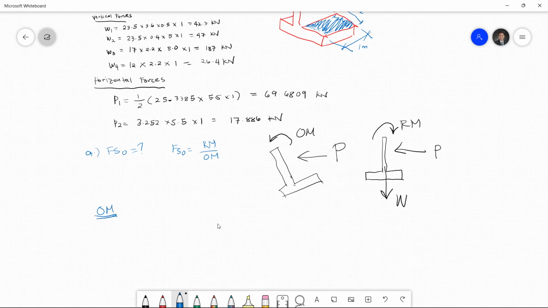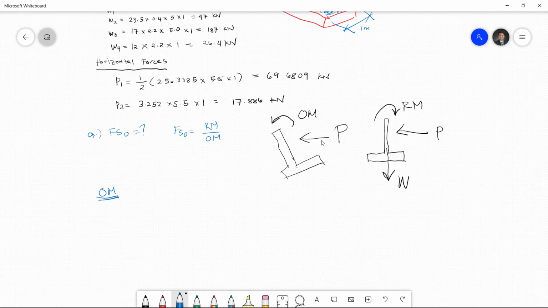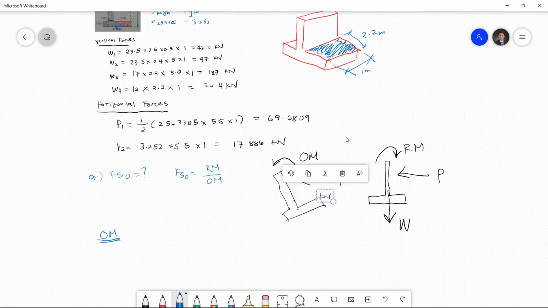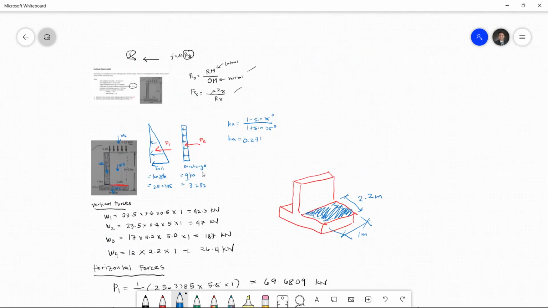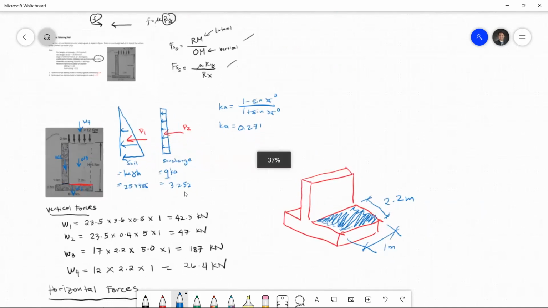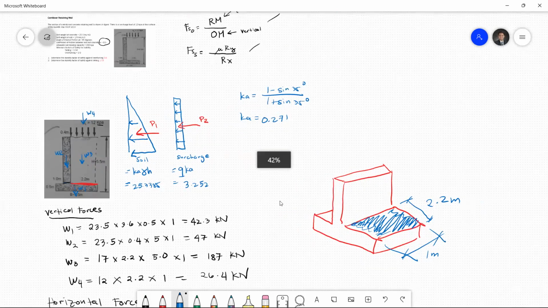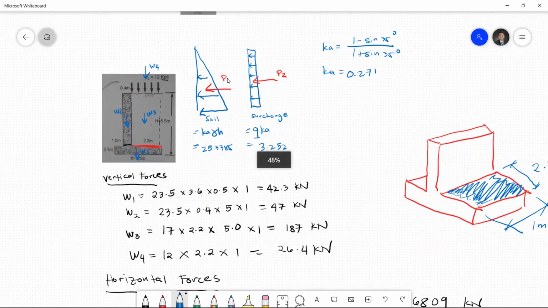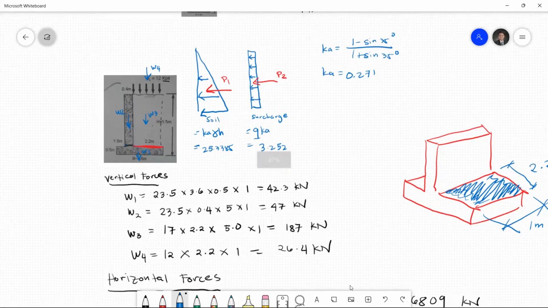Okay, so for the overturning moment, the whole moment that will cause the overturn due to these lateral forces, so basically the moment of the horizontal forces. Okay, so hanapin lang natin yung distances of P1 and P2 at the toe side, hanggang dun sa toe. So the distances are 5.5 over 3 for P1 and, for P2, 5.5 over 2.